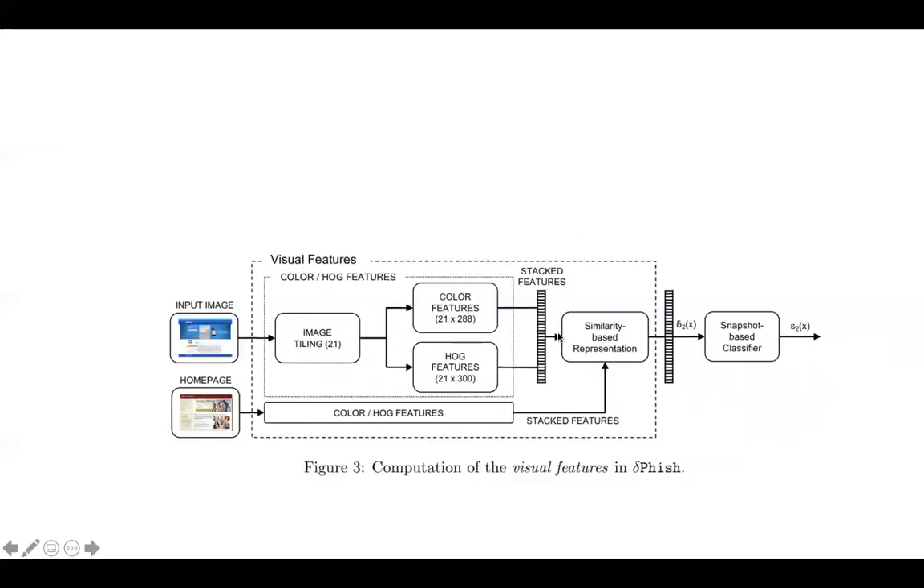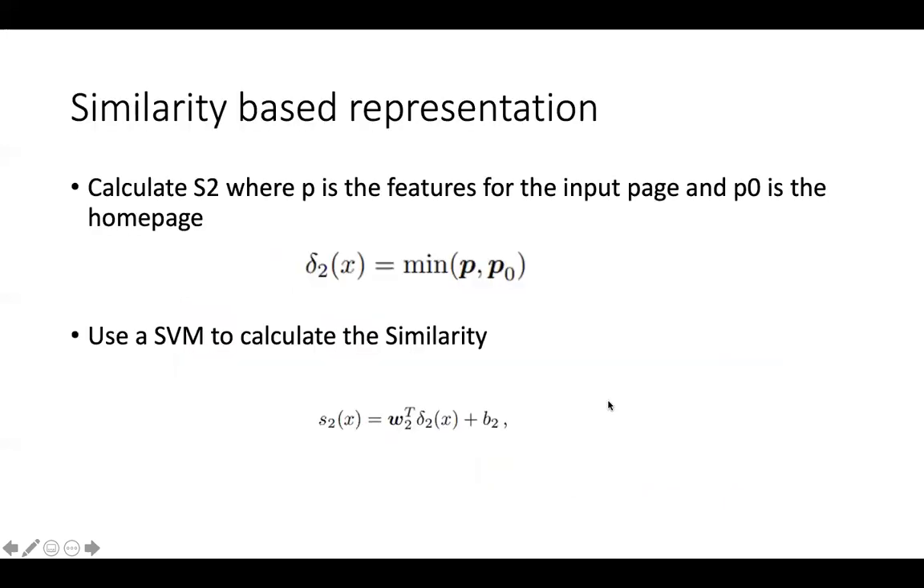Now the next one is the similarity-based representation. It calculates this S2, where P is the feature for the input page and P0 is the home page. So for each feature, they calculate the minimum. This I'm actually not too sure about. Why do they calculate the minimum here? Basically, cosine similarity is better, right? It makes no sense to calculate a minimum when you're trying to do similarity, right?